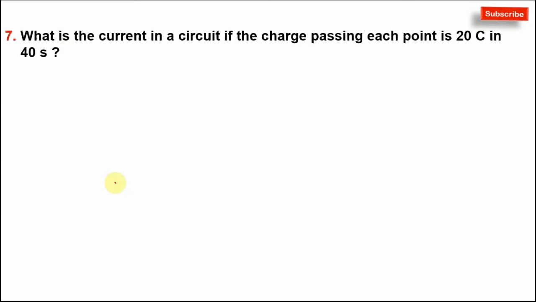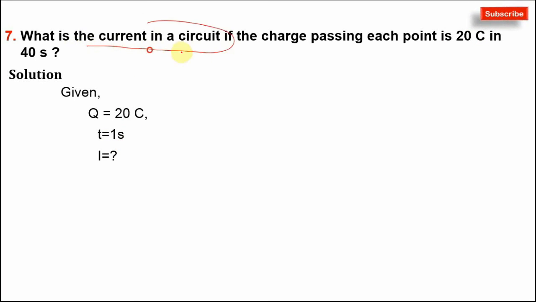Then come to the seventh example. What is the current in a circuit if the charge passing each point is 20 coulomb in 40 seconds? So as usual we have to write down the given data. So here is the given data: Q is equal to 20 coulombs, and T is equal to 40 seconds, and they are asking us for finding the value of electric current in the circuit, means the value of capital I.